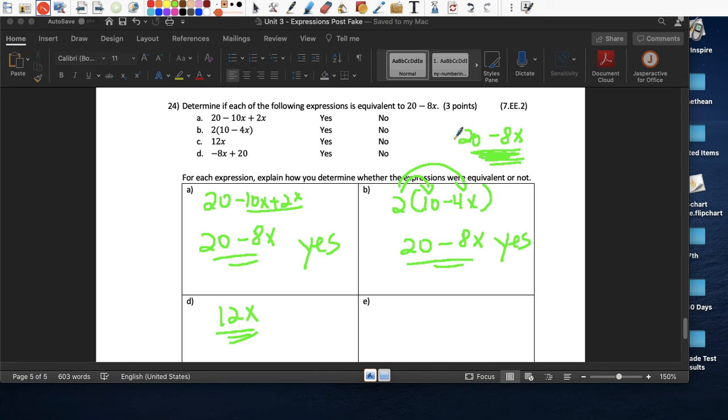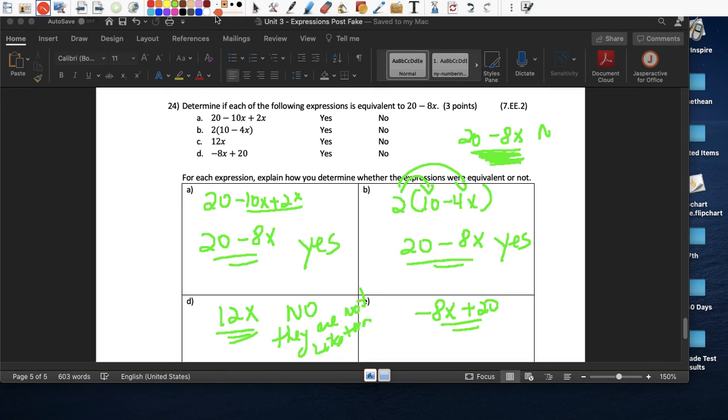Can I subtract 20 minus 8x? No, I can't subtract because they are not like terms. Right? You cannot subtract 20 minus 8x. Okay. And finally, negative 8x plus 20. Is that the same as this?